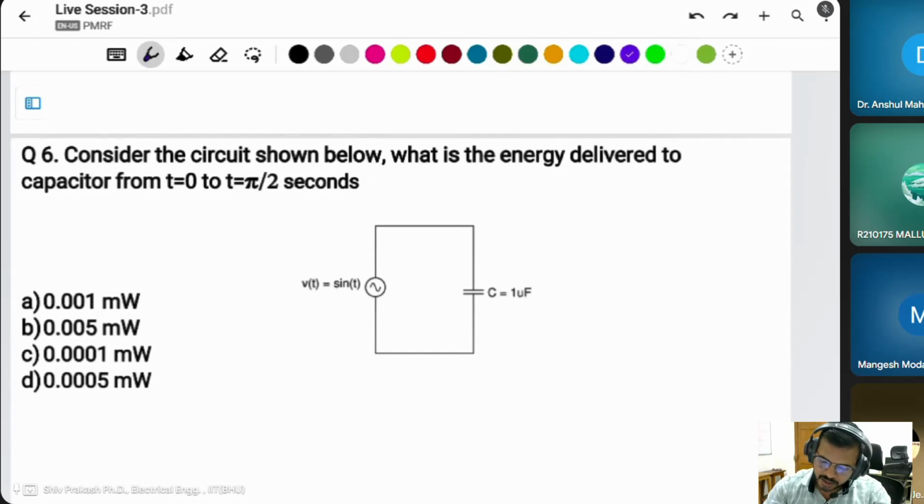Asking about the energy. This one was also solved by the previous TA. Yes, sir, 5 microwatts answer came, sir. 5 micro what, sir? Joule. This one was discussed by past teachers. Okay.